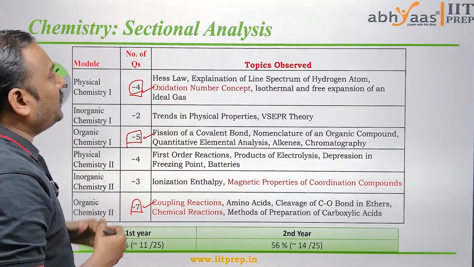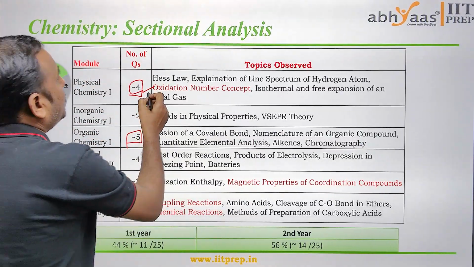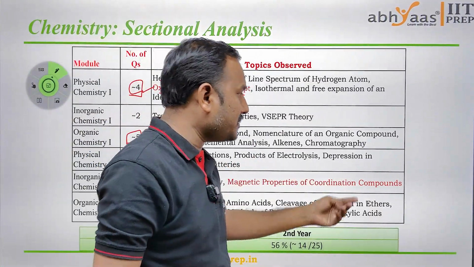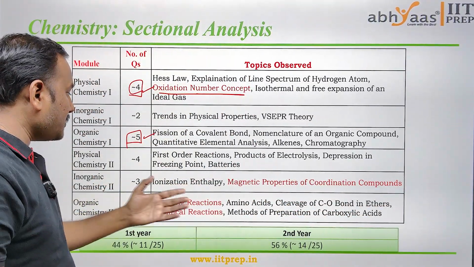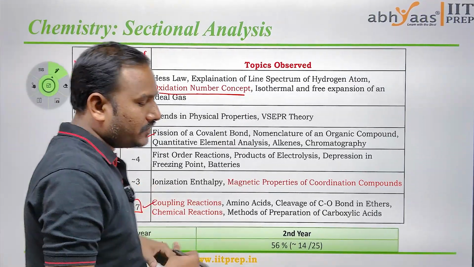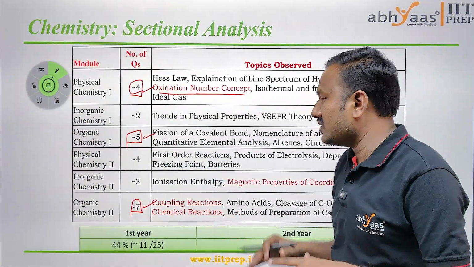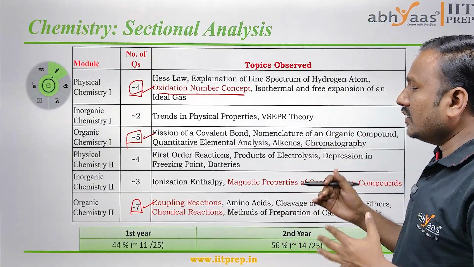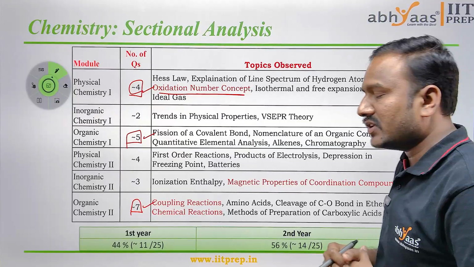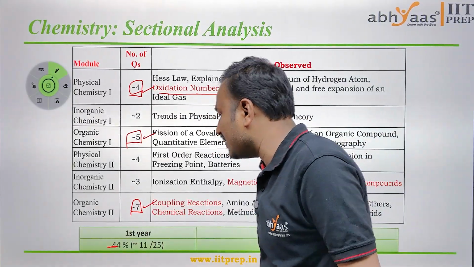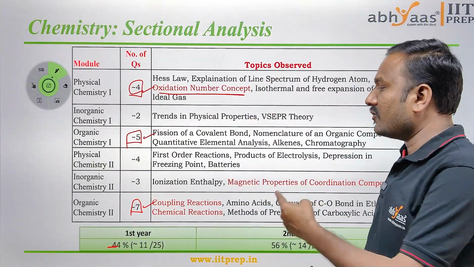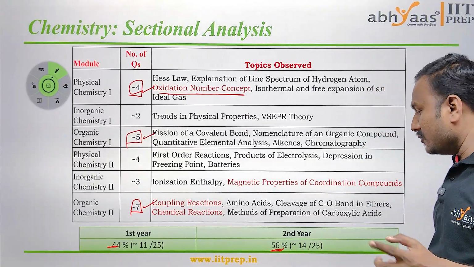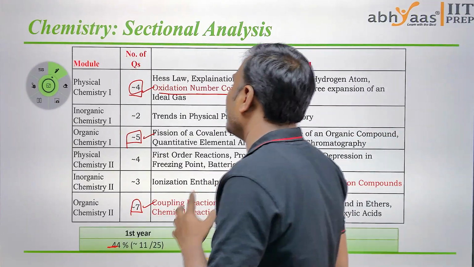Now if you see, the difficult questions cover the topics: oxidation number concepts, magnetic properties of coordination compounds, coupling reactions and chemical reactions. These topics had a little bit of difficult questions, and the remaining topics had easy and moderate types of questions. In the first year and second year syllabus segregation, we have 44%, which means 11 questions came from the first year syllabus, and 56%, which means 14 questions came from the second year syllabus.